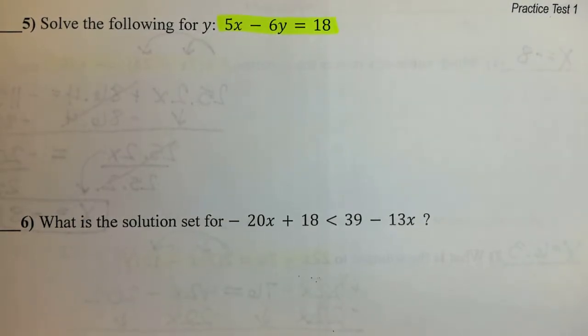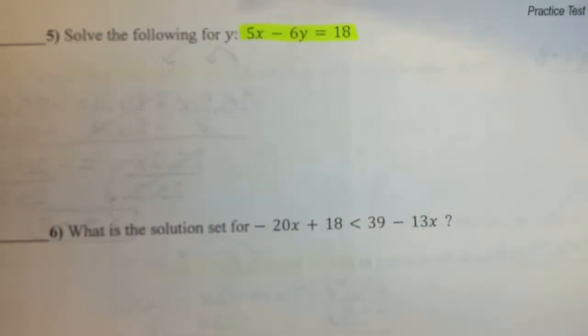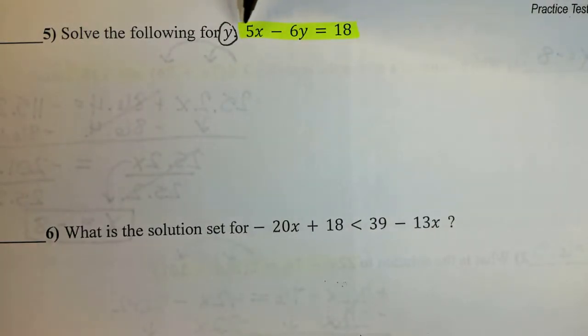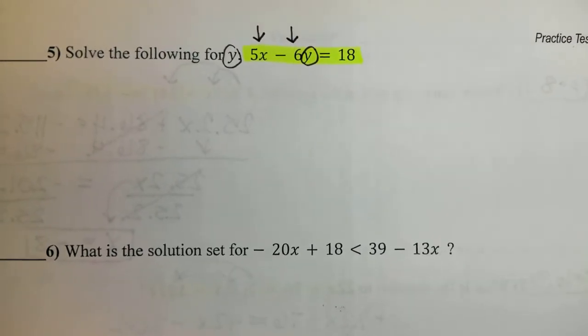Now on this one, this is a little different. I want to solve for y, okay? And I have x and y, so I want to solve for y. So I have to move 5x, and I have to move negative 6. This is a literal equation. So don't forget, anything with more than one variable can technically be called a literal equation. So I just want to solve for y.